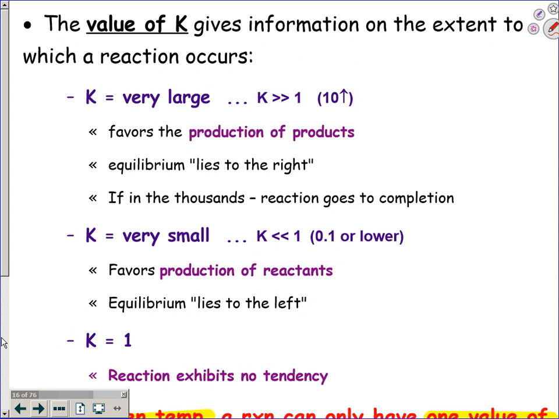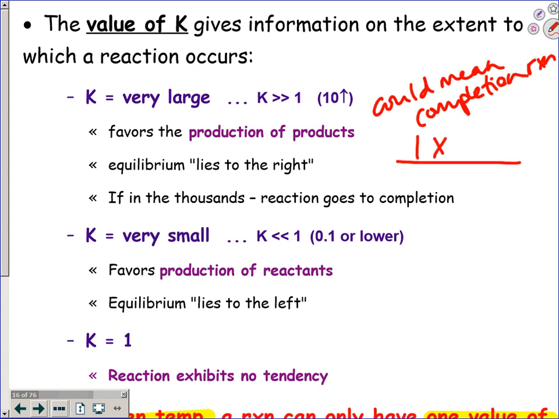So lies to the right just means products are favored, K is greater than 1. Lies to the left, K is less than 1. Very, very large, though, could mean a completion reaction. Just note that to yourself, because if we have a whole lot of products, you know, a billion concentration, over 1, then essentially we would say, I know it's not to completion, but we would say it's going to completion because there's so many more products than reactants.